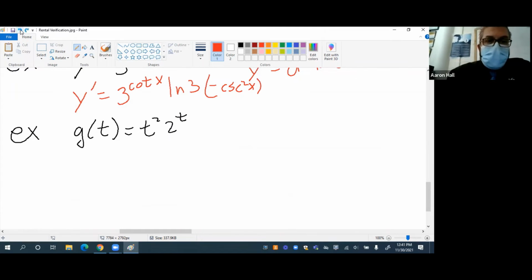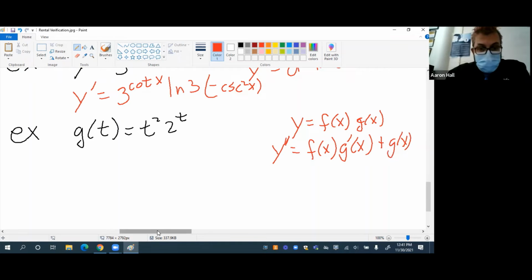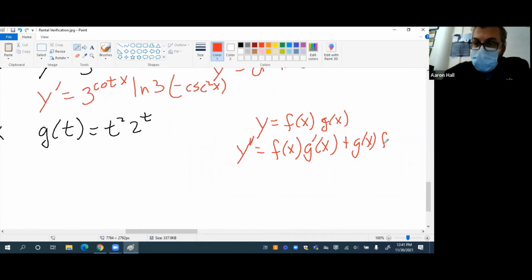So we do see that we have a function times another function. So we know we're going to have to use the product rule. And the product rule says that if I have some function times another function, then the derivative is going to be what? The first function times the derivative of the second plus the second times the derivative of the first. Yep. So let's assign values for all of this.